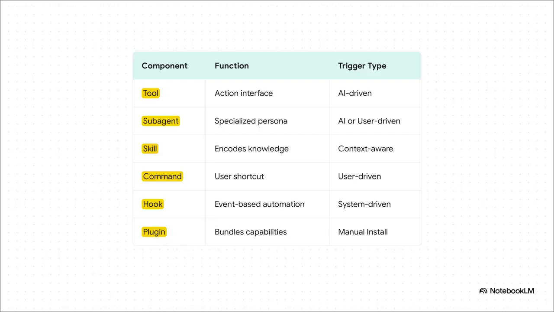Okay, let's pause here, because this is really the aha moment. This table brings it all together beautifully. You can see how each component has its own distinct job, and maybe most importantly, a different type of trigger. Tools are used by the AI, subagents can be called by the AI or by you, skills get triggered by the context, commands are user-driven, hooks are system-driven, and finally, plugins just bundle the whole shebang together.